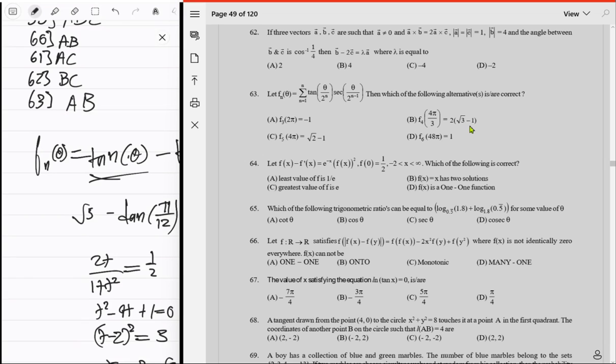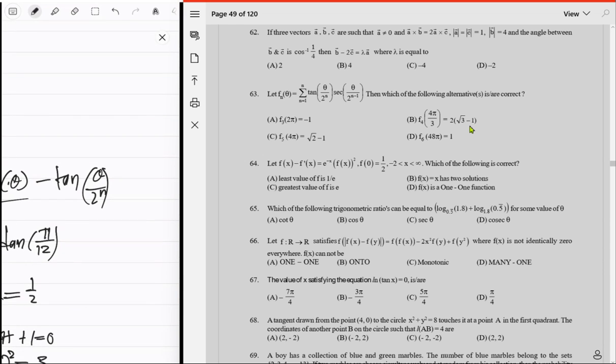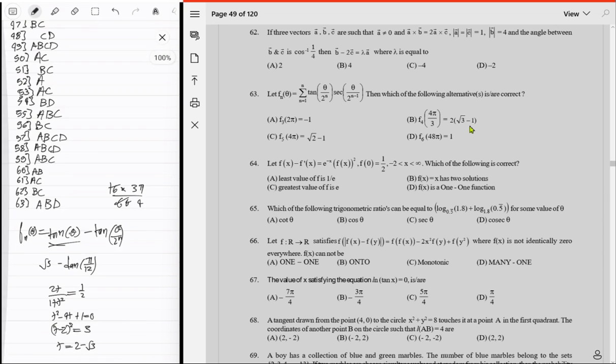Okay, and what else? 48 pi, so just negative tan of 48 pi upon 2 power what, 6, which is 16 times 3 pi upon 2 power 6. What was 2 power 6? It's like 2 cube, 8 squared, 64. Whatever it is, just 4 over there. Tan of 3 pi upon 4, which is just -1, so its negative is +1. So D is correct. Next question, 64.